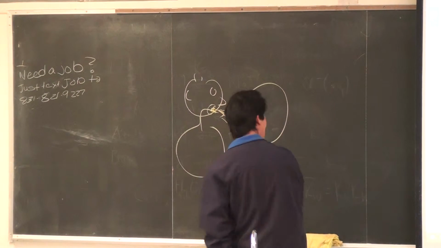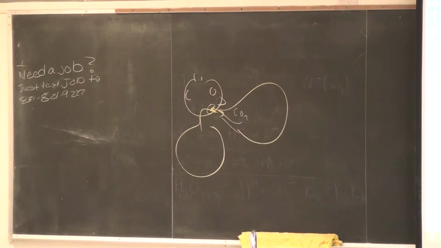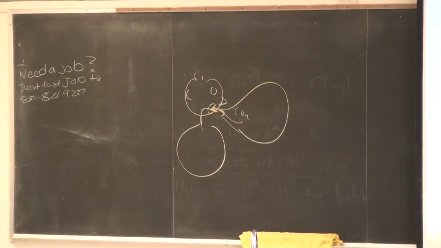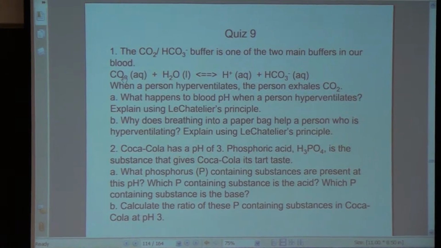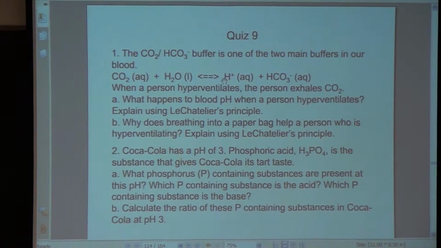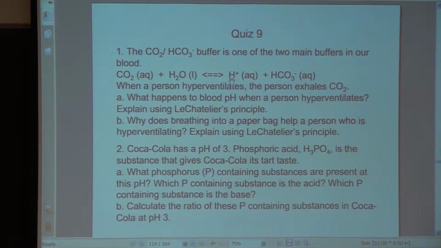So that means that as the CO2 is inhaled, what happens to the CO2? Are you adding or removing CO2? Yes, you're adding CO2, and that's going to shift the equilibrium toward the product side, which means that the H plus concentration is going to increase, which means the pH is going to drop back down to where it's supposed to be.